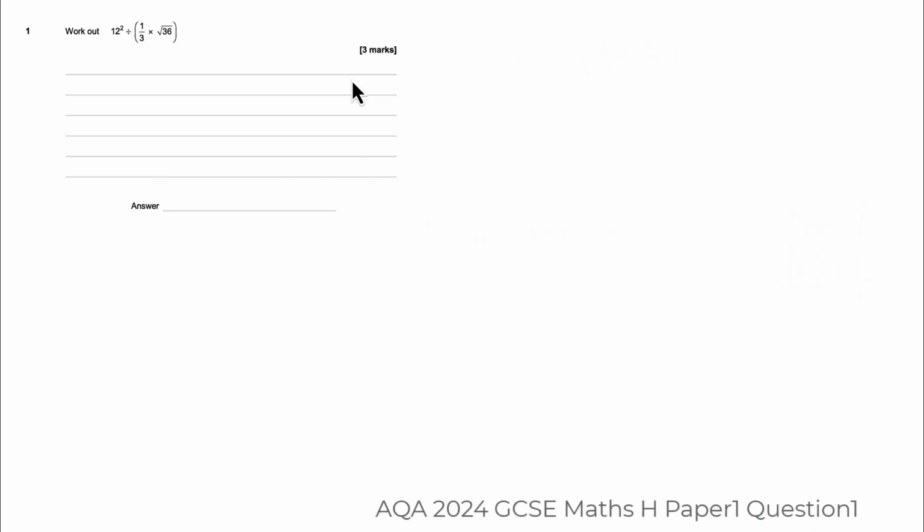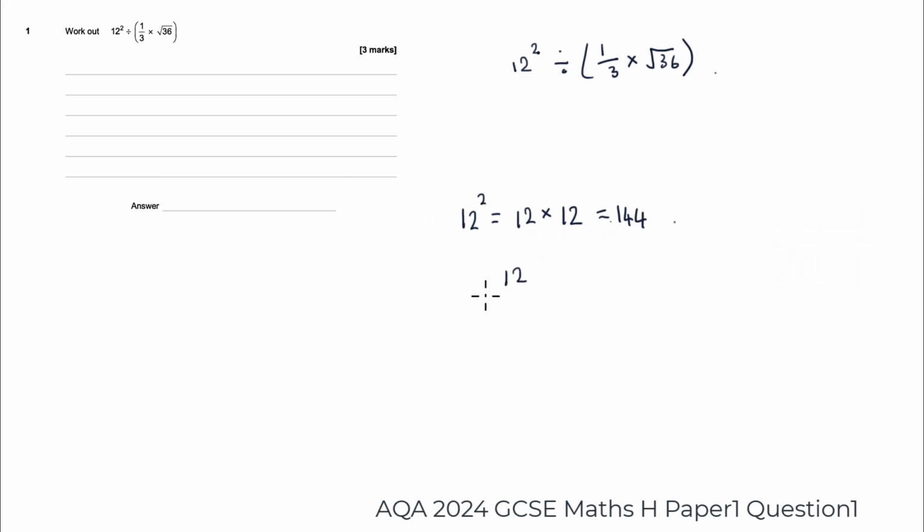So here we have question 1, and we're asked to work out 12 squared and then divide it by the result of finding a third of the square root of 36. So let's tackle the 12 squared first. That means 12 times 12. Some people just know that's 144. A lot of people have to work that out. Remember, there's no calculator in this paper.